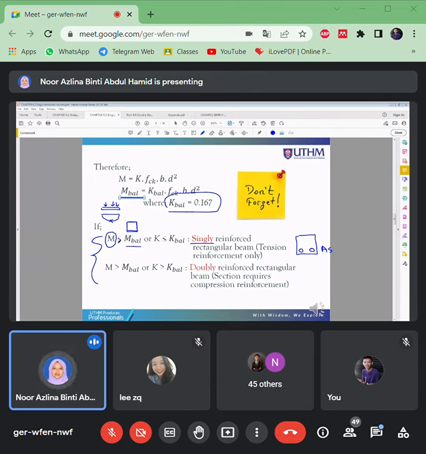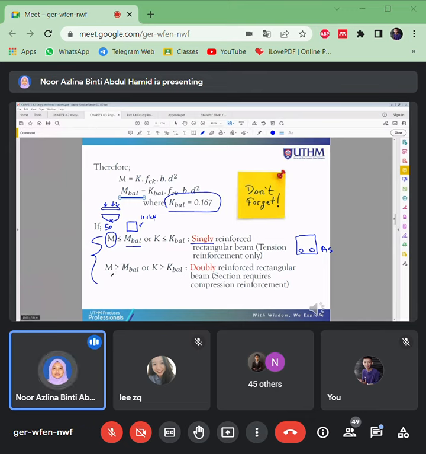Okay, so let's say the moment is 50 kilonewton meters. Moment balance means this beam section, with the size that you provide, can resist a moment of up to hundreds of kilonewtons. So the moment is less than the moment balance, which means you can just provide AS, a single reinforcement at the tension.